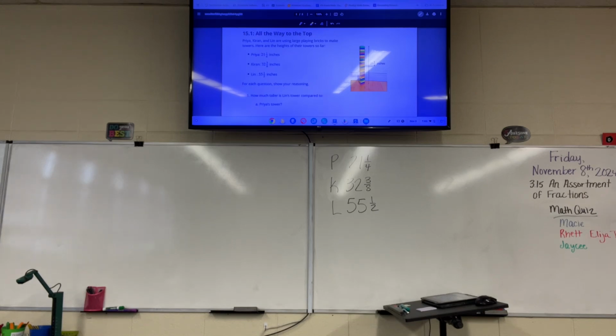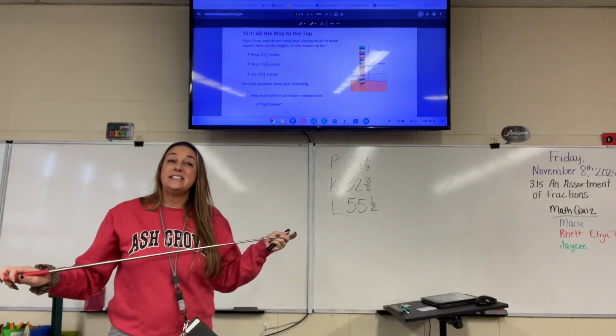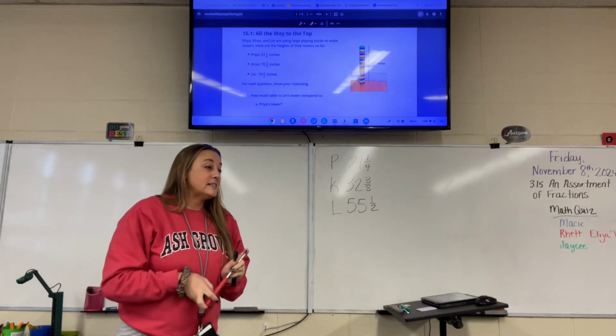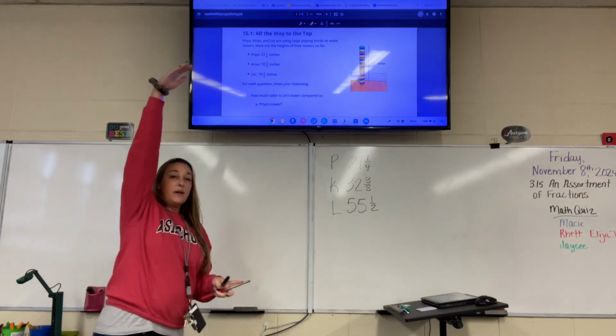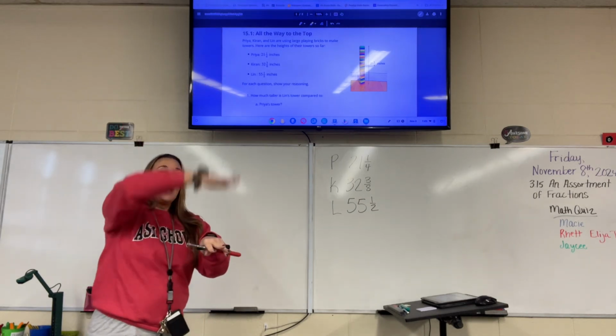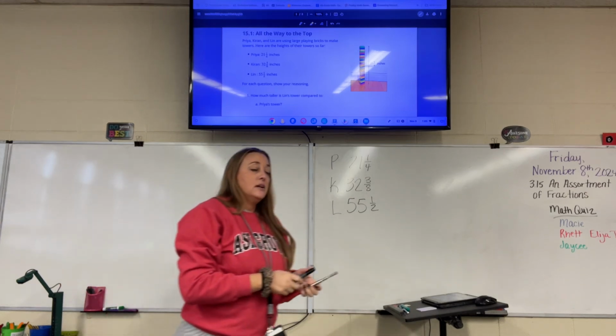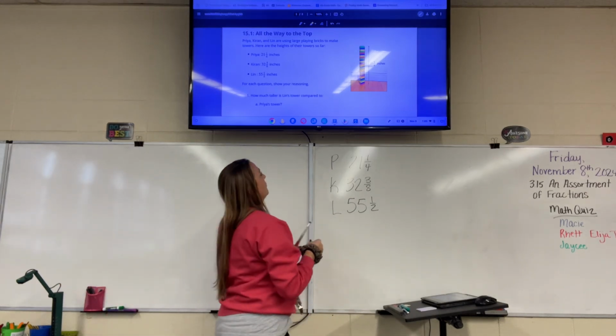How much more? How much taller? How much bigger? All of those are indications that you need to find the difference, which means subtract. So we've got one that's 55, then we've got one that's 21, and we're wanting to find the space in the middle, which is the difference. Give yourself a point if you didn't already.